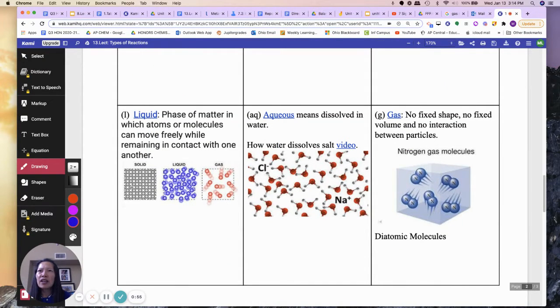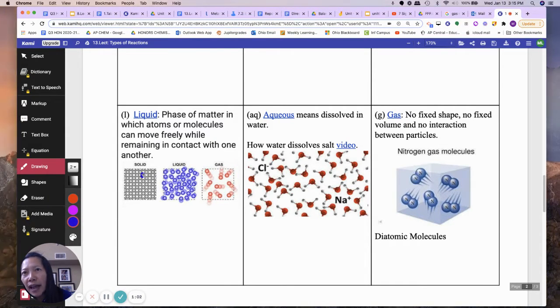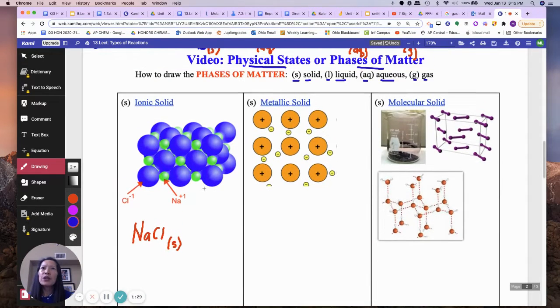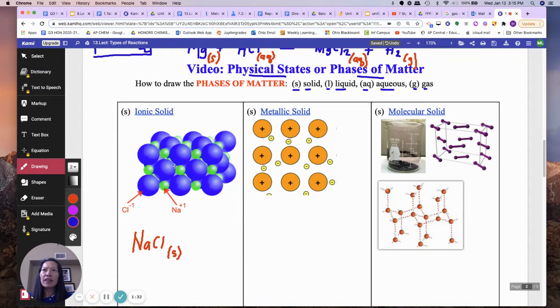Solid, liquid, gas. A solid has a definite position and composition. So those individual atoms are not changing positions, but they are vibrating in place. In a liquid, they are changing positions, but there are still some interactions between them. In a gas, they can move about randomly, and there is no attraction between this gas molecule and this gas molecule whatsoever. When you're looking at a solid, you have three different types of solid.